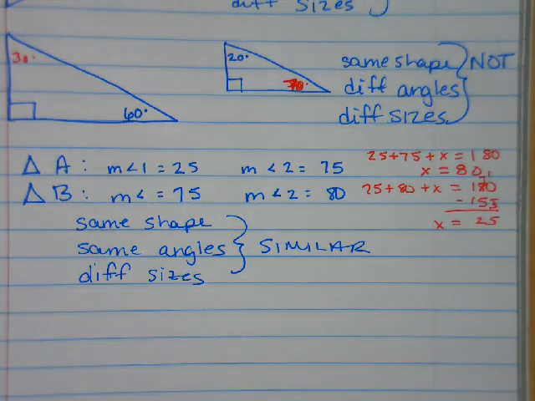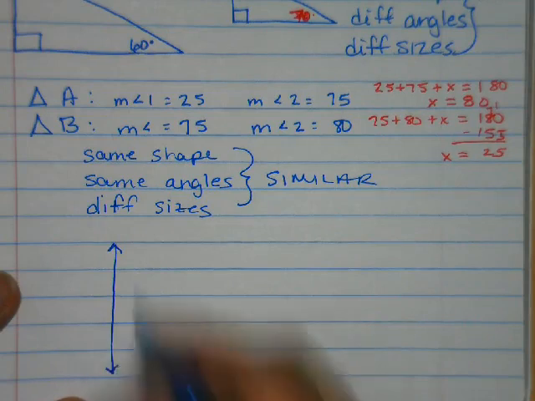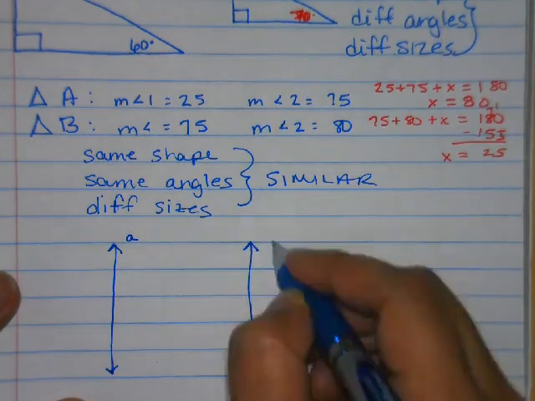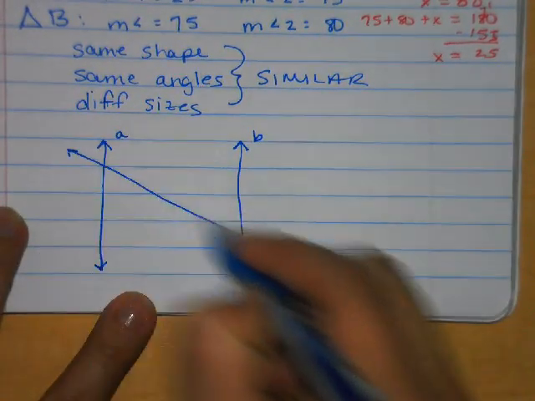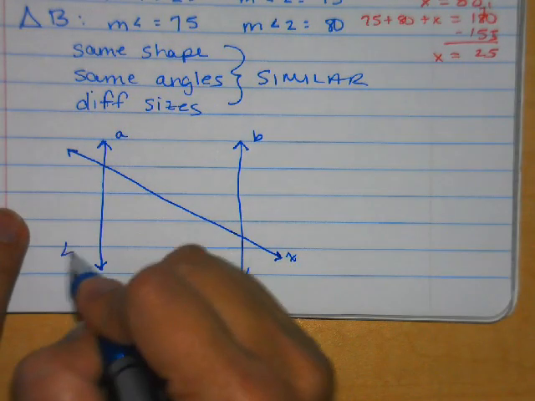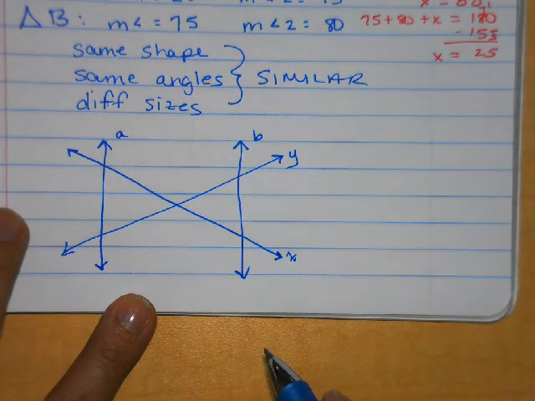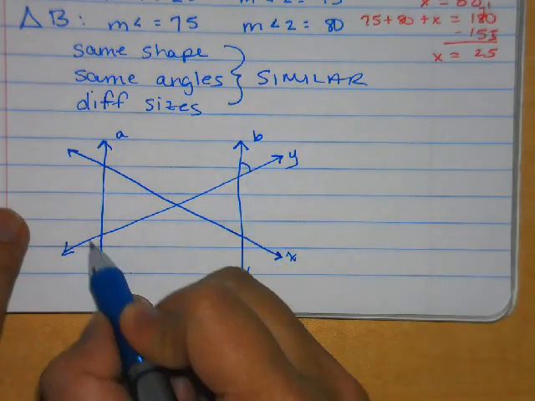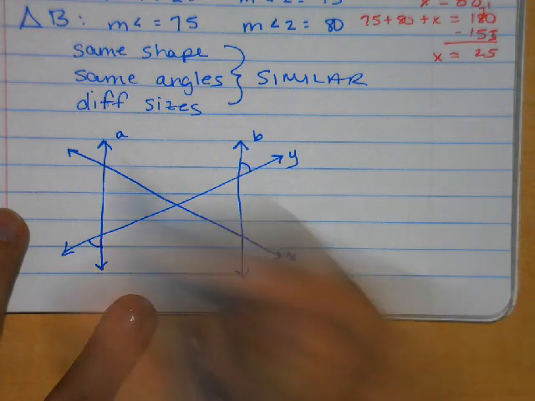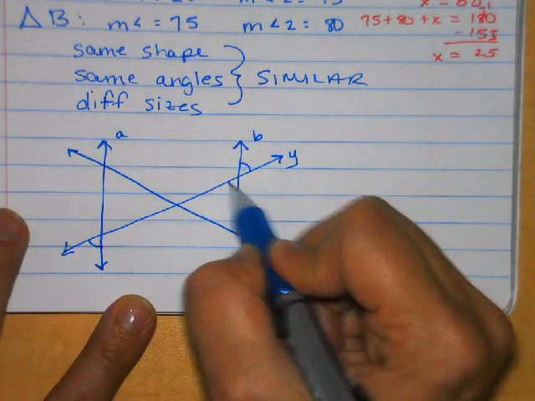If we were to look at our parallel lines and our transversals, so let's say I have parallel line A and parallel line B, I could in fact draw transversal X and transversal Y. And when I do that, this does in fact create similar triangles. Even though we don't have any angle measures, we know that these are going to be alternate exterior. So these are going to be equal, and then we have vertical angles here.